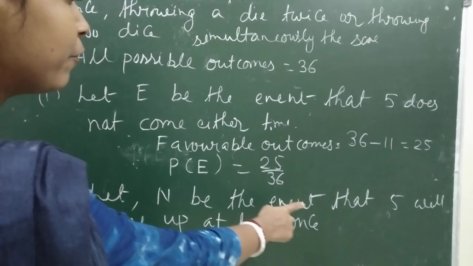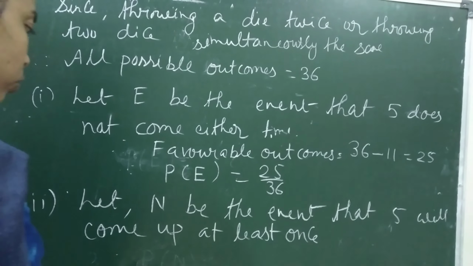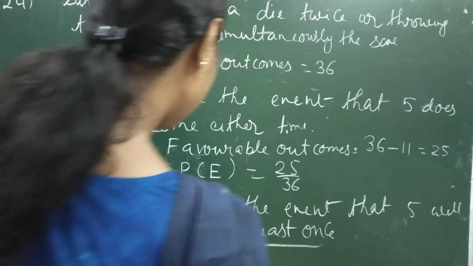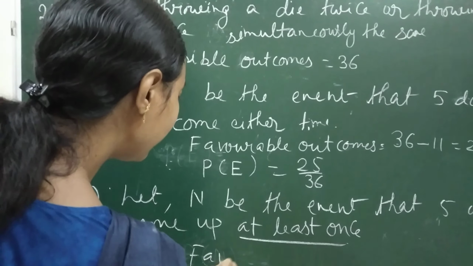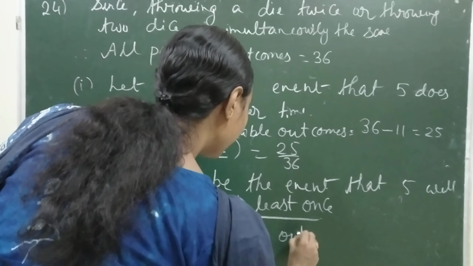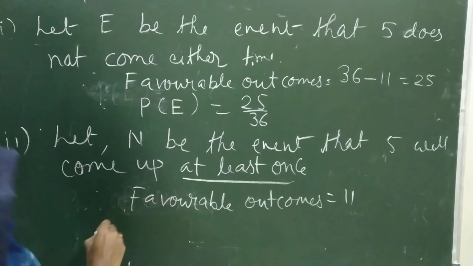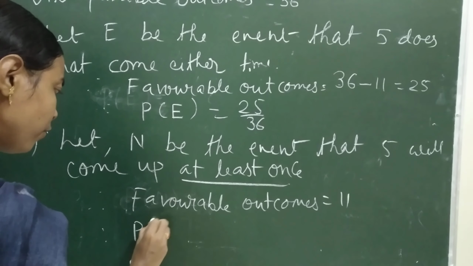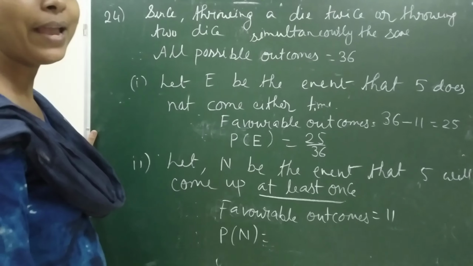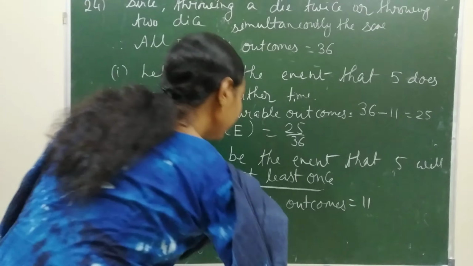Let N be the event that 5 will come up at least once. Okay, so at least once. So therefore 5 will come how many times? 11 times. So favorable outcome equal to 11. Therefore probability of the event that 5 will come at least once, P(N) equal to 11 by 36.